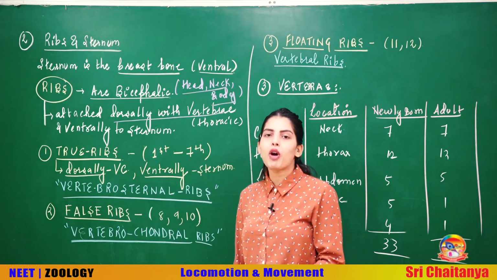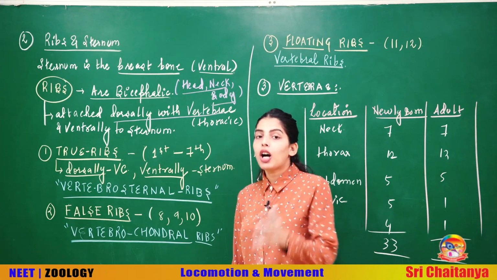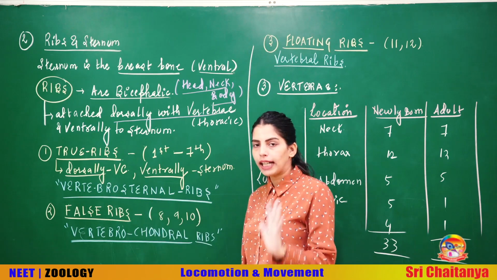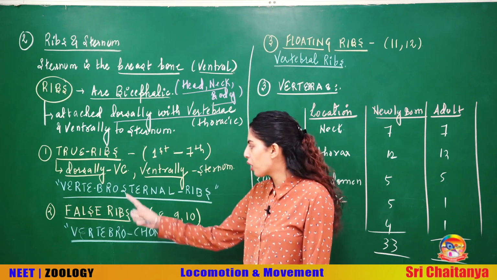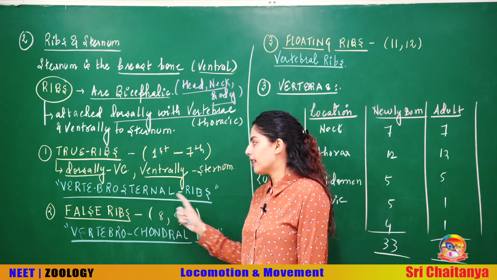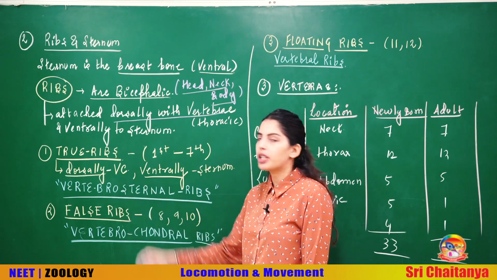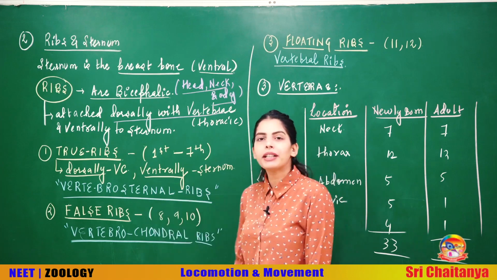So the first 7 pairs of ribs are your true ribs. They are also called vertebrosternal ribs. Just look at the name, you will understand the meaning. I have written that they are attached dorsally with the vertebral column and ventrally with the sternum.